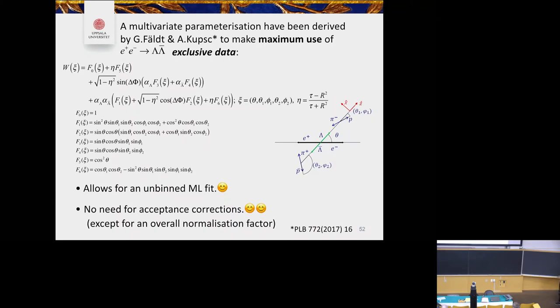And since we have a tradition of lambda, lambda bar in Uppsala, we took a closer look at this. And Göran Fäldt and André Kupsc realized that normally you integrate over the phi angle of the decay particle in the rest frame. But if you don't do that, you can actually do an event by event fit to this expression and do a maximum likelihood fit. And the beauty of this method is that you don't need any acceptance corrections. They are buried in an overall normalization factor here.